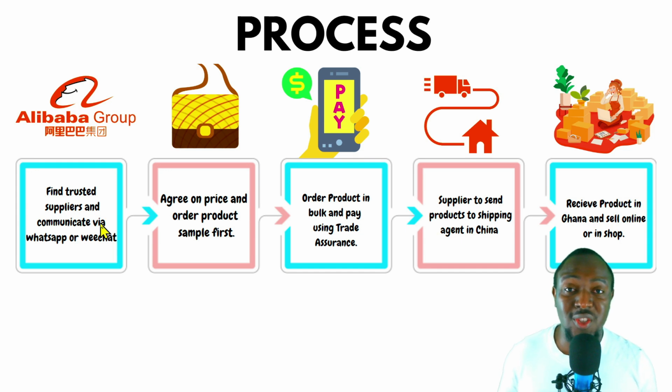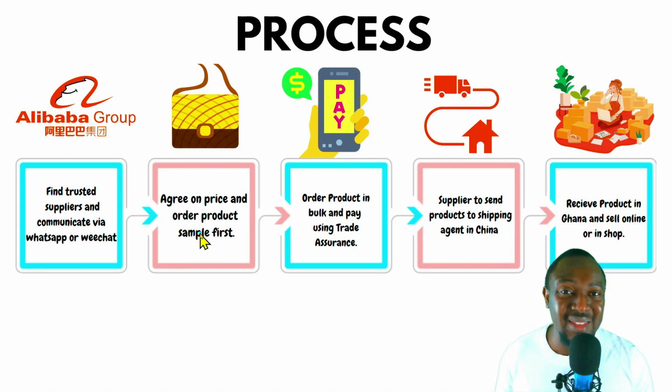So the process is to first go on Alibaba.com and look for a trusted supplier, okay? Once you find one, ask for their WeChat or WhatsApp number and communicate with them via that channel. Once you do that, then you agree on the product price, okay? So when you agree on the product price, once you agree on a price, please ask for a product sample first to be shipped to you, okay?